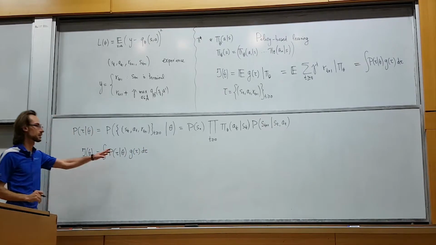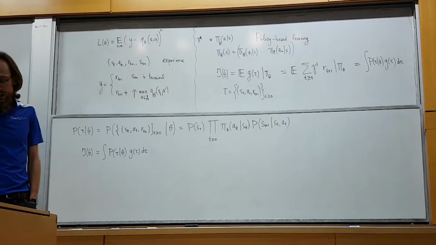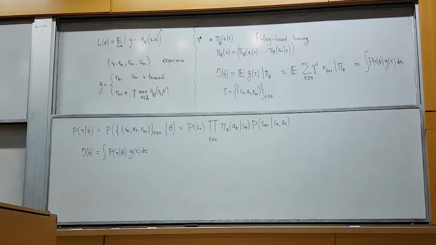Okay? This is our expectation. G is our expected return. So let's take the gradient of this with respect to theta, right? We just need to maximize it. So we'll make gradient ascent steps on this loss J, okay? And we're done. Let's just maximize this with respect to theta.